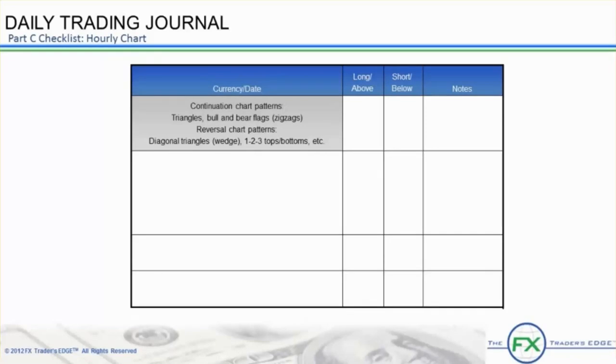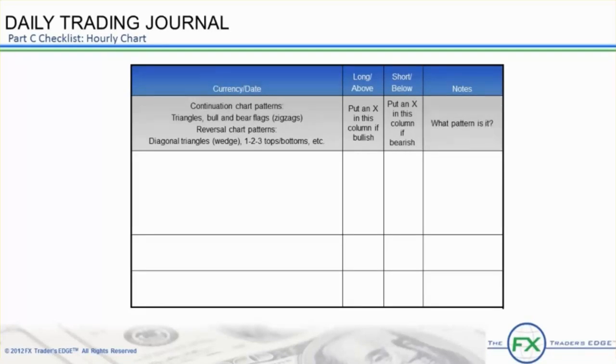If you notice a pattern, draw the trend lines, note what it is under the notes section, and type an X in the long column if the pattern is a continuation of an uptrend. If it is a reversal pattern, type an X in the short column because that means you are looking for the trend to turn around.